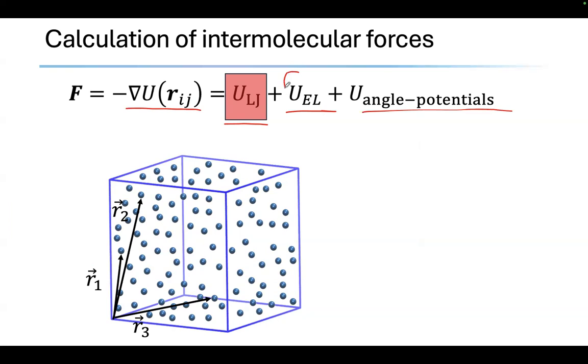I will not get into the details of how the electrostatic intermolecular forces and the angle potentials are calculated. This will probably come at a later point in time. For the sake of simplicity, and to show you how potentials are considered, I will just take up one single case, the Lennard-Jones potential, which is quite commonly used in molecular simulations to capture the properties of wide varieties of materials. So for now, it's just the Lennard-Jones potential.